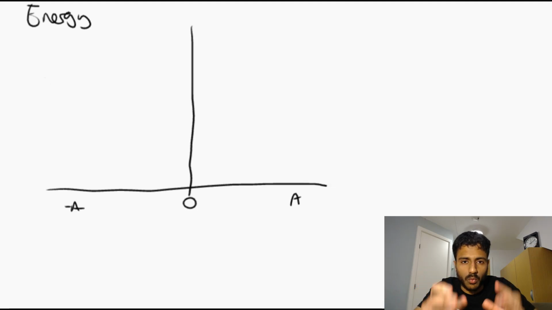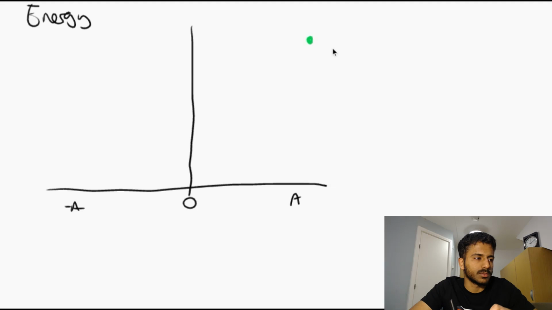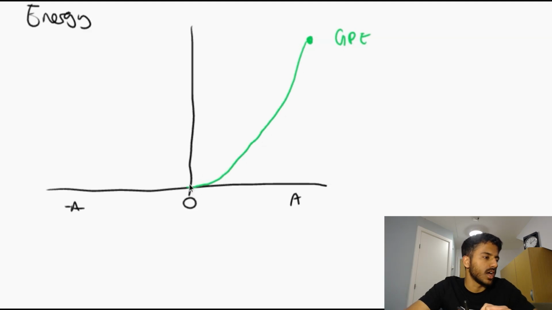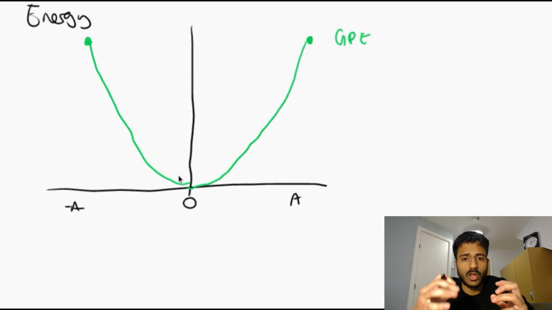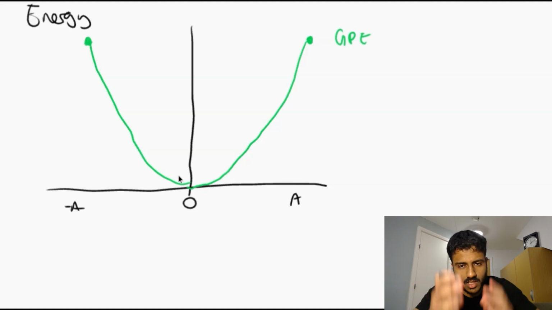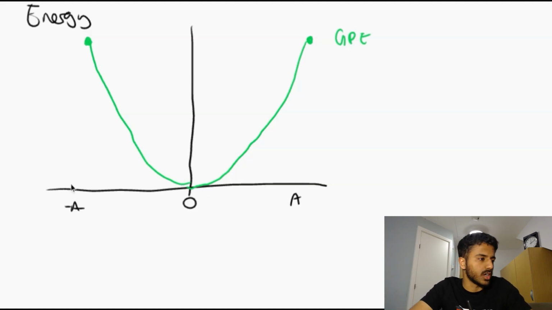So let's look at how the GPE and the kinetic energy vary with distance from the center. When it's released from rest at this maximum amplitude A, it's going to have maximum GPE, which I'm going to denote in this green color. And as it falls to the center, the GPE decreases and then increases again at the negative maximum amplitude. Now, the kinetic energy is maximum at the center and zero at maximum amplitude.